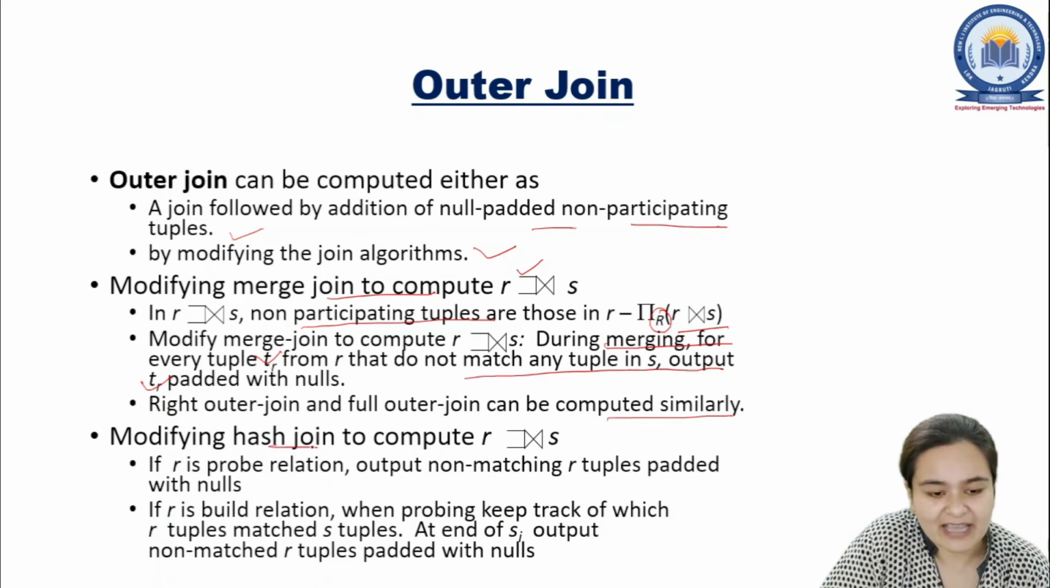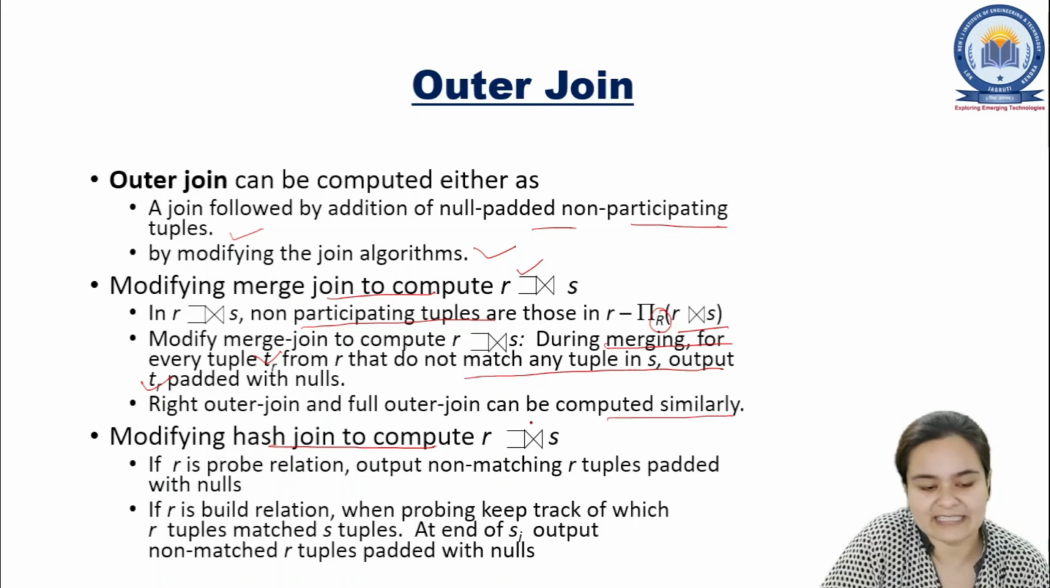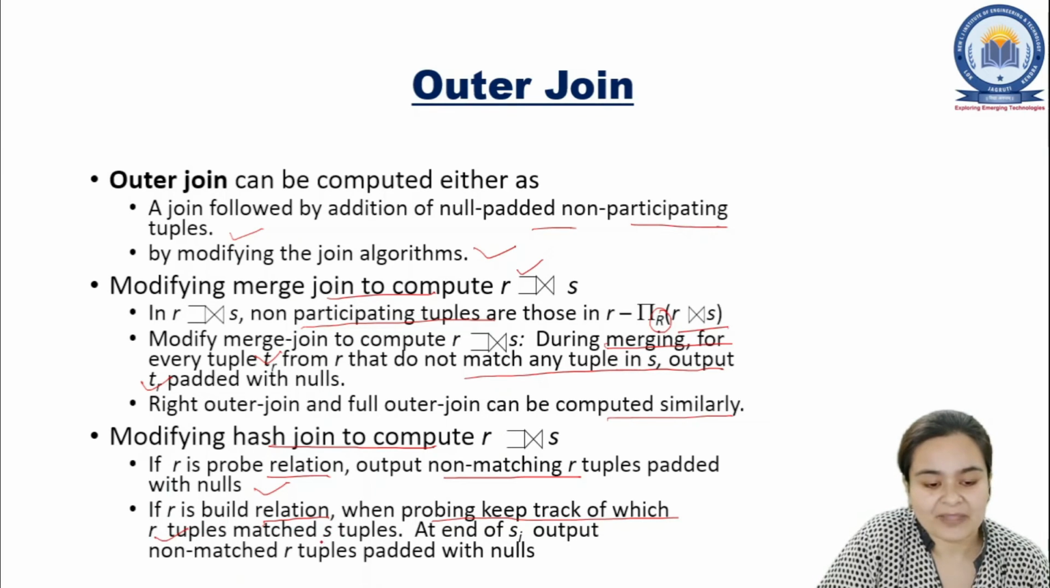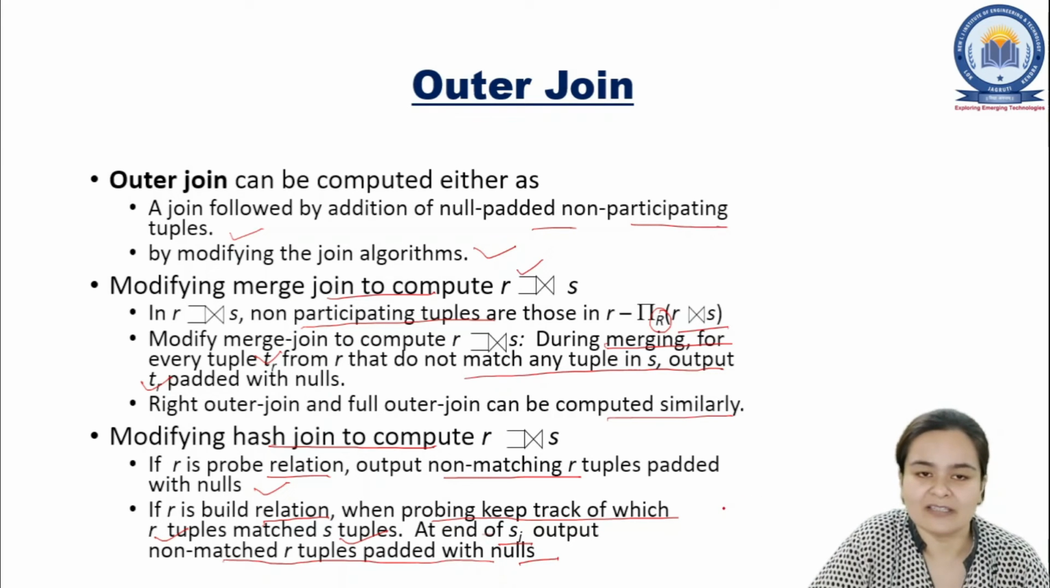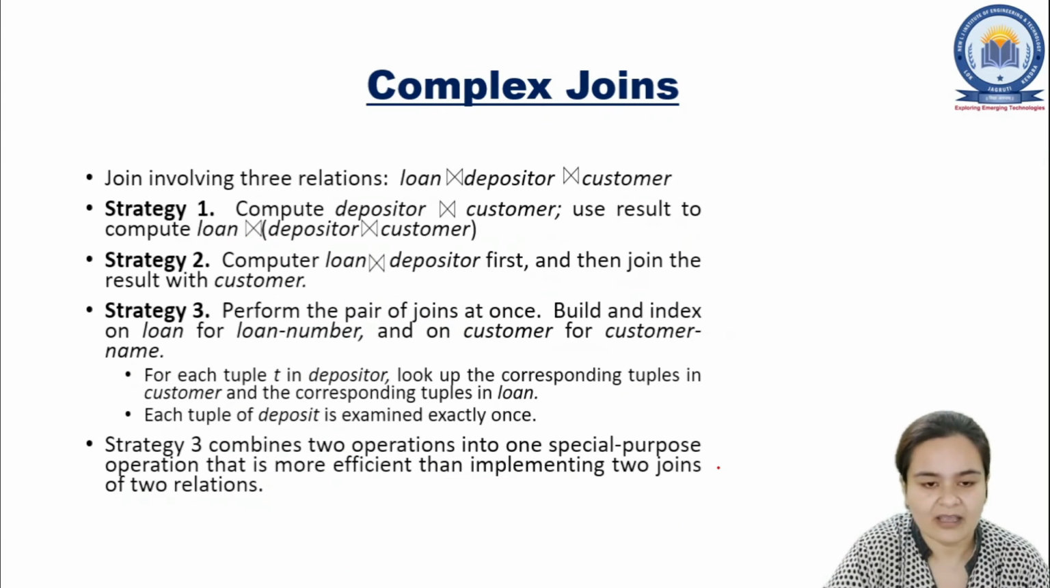Similarly, if we modify the hash join to compute the left outer join, R is the probe relation and the non-matching R tuples are padded with nulls. So if R is the build relation, when probing we keep track of each R tuple that matches the S tuples. At the end of Si, we output the non-matching R tuples, padded with null values. They do not match or satisfy the join we have performed.